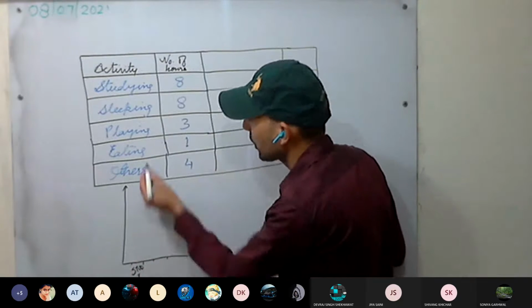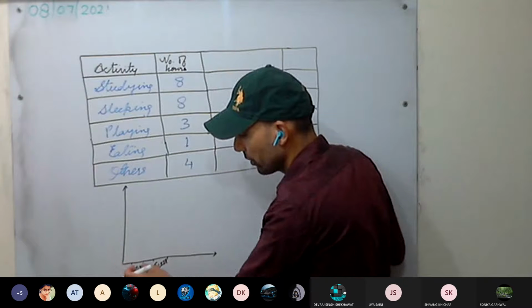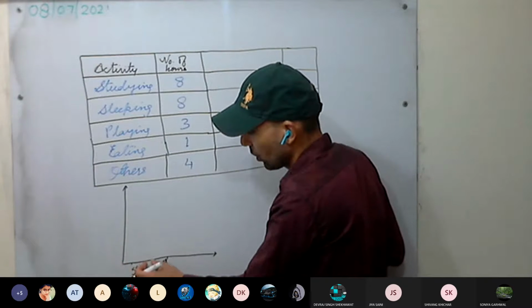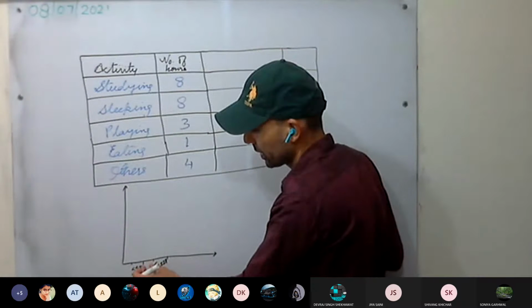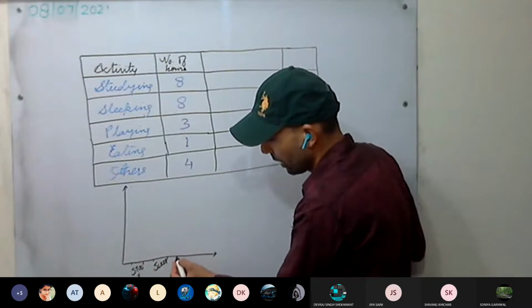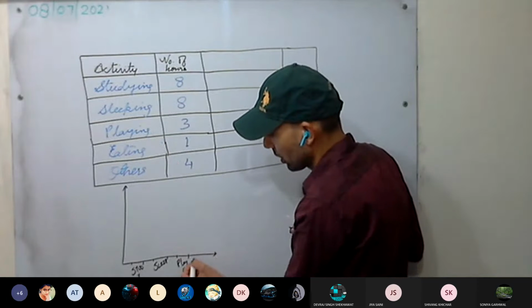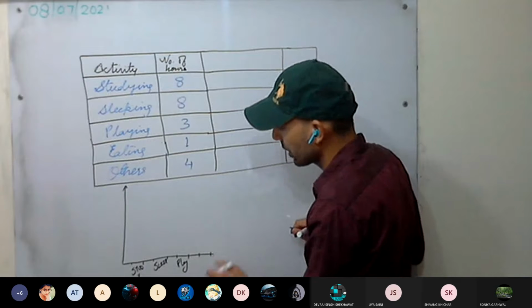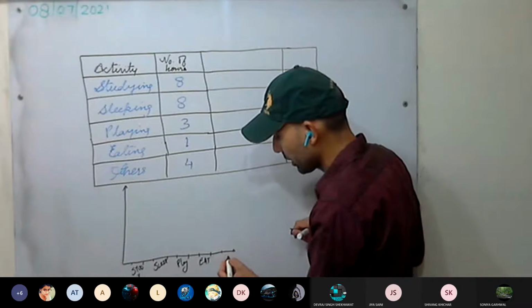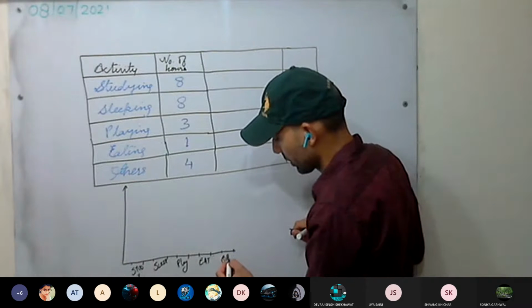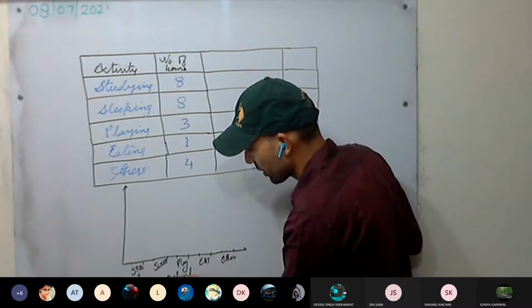Next activity, I mark sleeping. So 1 centimeter you leave. Next 1 centimeter you will write studying. 1 centimeter you leave, or half a centimeter you can leave. We are leaving 1 centimeter. It's fine, only 5 activities are there. Next 1 centimeter you will mark sleep. Leave 1 centimeter, and next you mark play. Leave 1 centimeter, next mark eating. I'm writing only eat. Leave 1 centimeter and mark others.